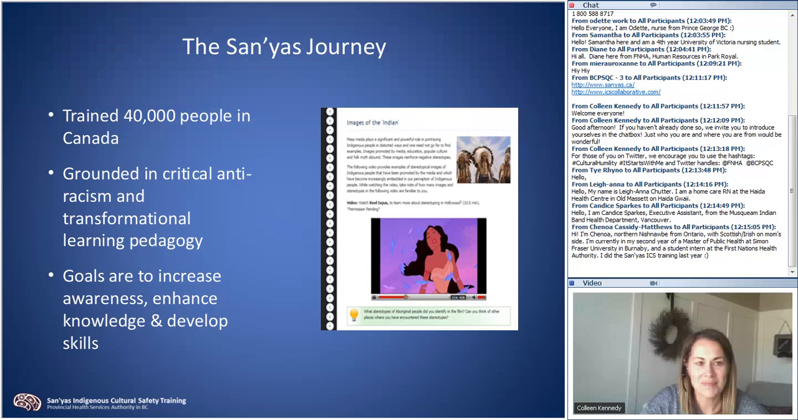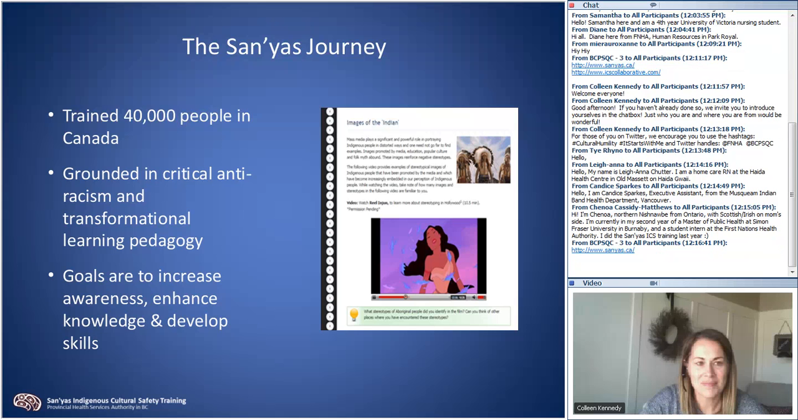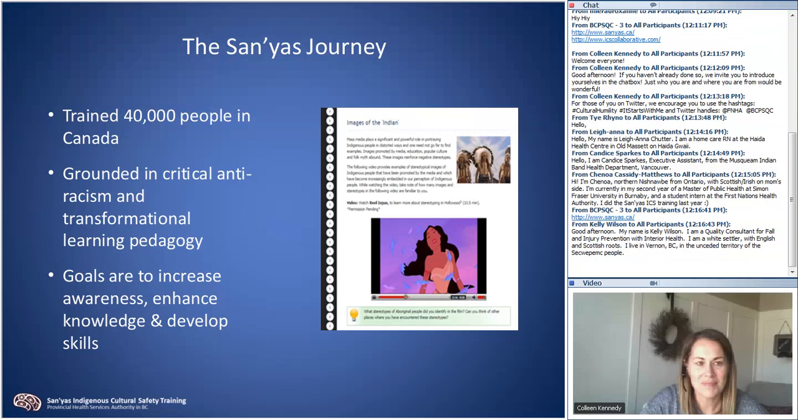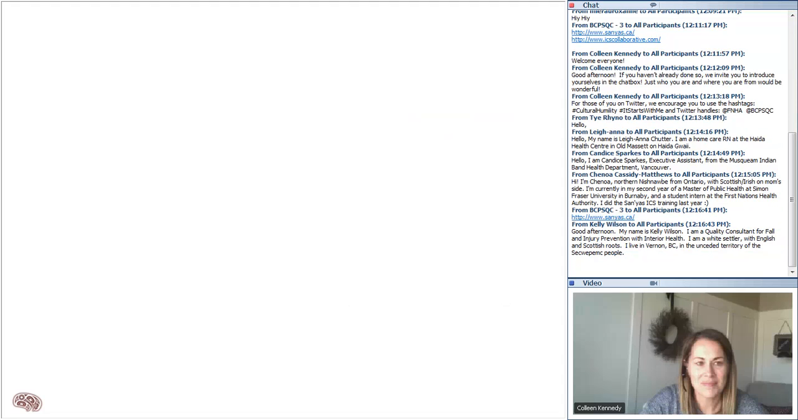So it's designed to enable people to recognize and counter racism and to shift their own views and assumptions about Indigenous people. The goal of SANYAS, which means knowing, or to know in the Kwakwaka'wakw language, are to increase awareness in colonization and the impacts on Indigenous people, enhance knowledge of the concepts such as racism and social determinants of Indigenous people's health, and develop skills to work more effectively and safely with Indigenous people.